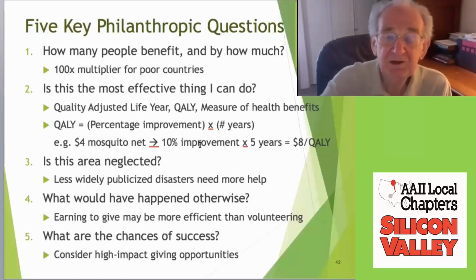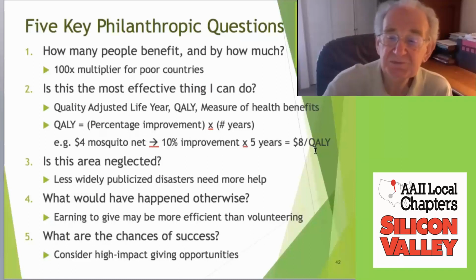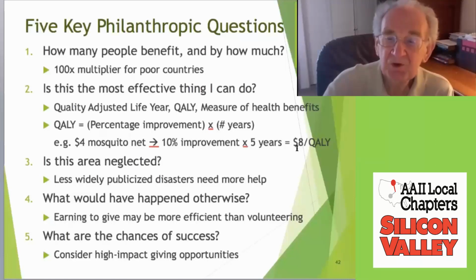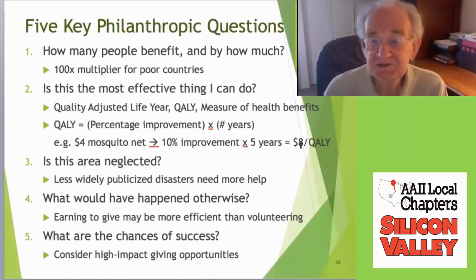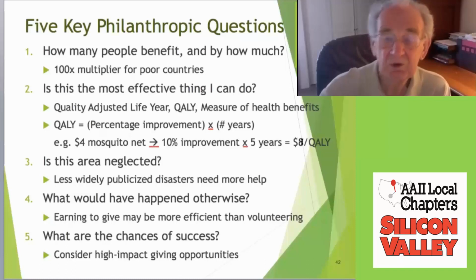It may improve their lifestyle by 10% by giving them better ability to get more sleep and avoid some of the malaria issues and stuff like that. You might say that they last for 5 years. You're talking here about 10% of 5 years would be half a QALY for $4 a piece, $8 per QALY. You won't get anything nearly as cheap as that in the U.S. You're going to be talking about hundreds of dollars, thousands, tens of thousands of dollars per QALY, depending on what charitable ventures are things that you're interested in.